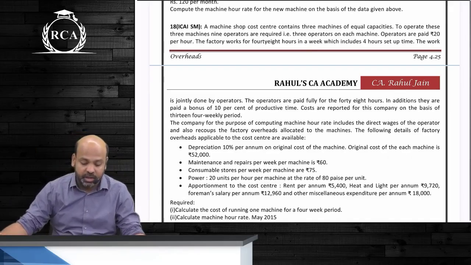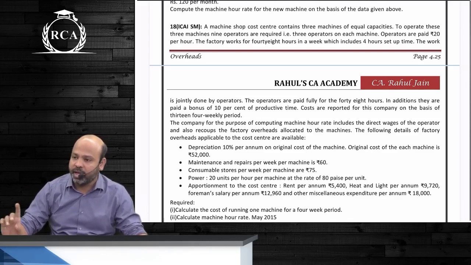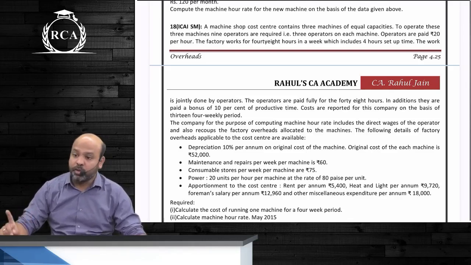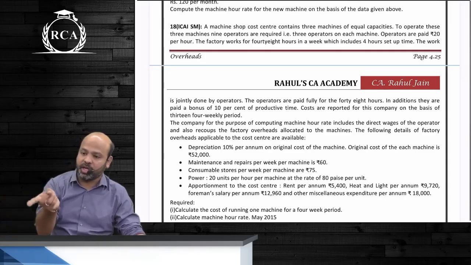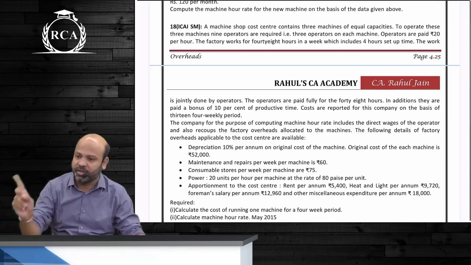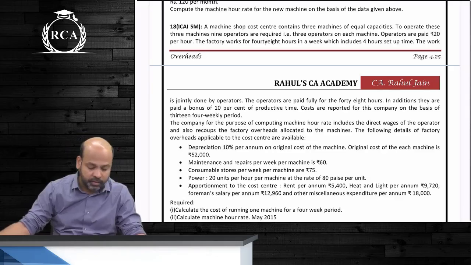Next, the factory works for 48 hours in a week, which includes 4 hours of setup time. So running time is 44 hours, guys. And when you compute number of machine hours, beta, do not multiply by 3. Because you're computing machine hours only for, even if 3 operators are working on one machine as such, guys, the machine is running only for 1 hour. It cannot be 3 hours. Are we clear about this?